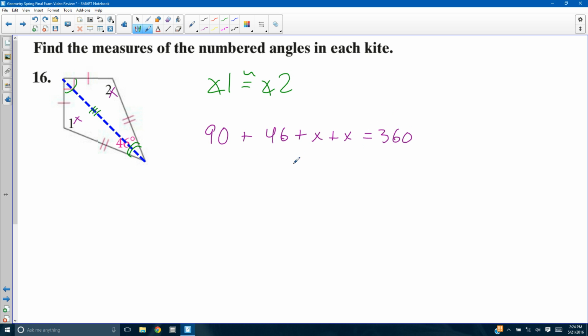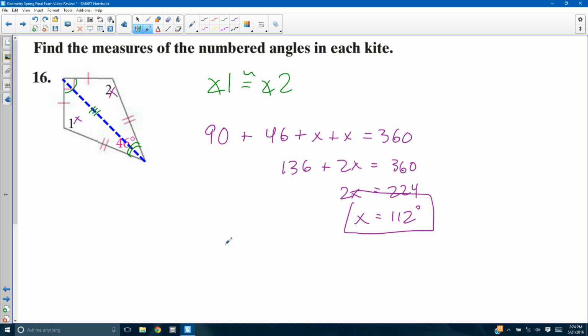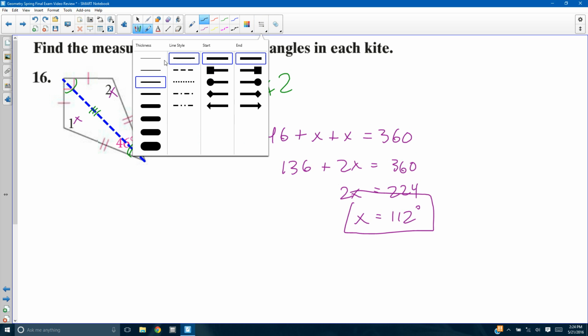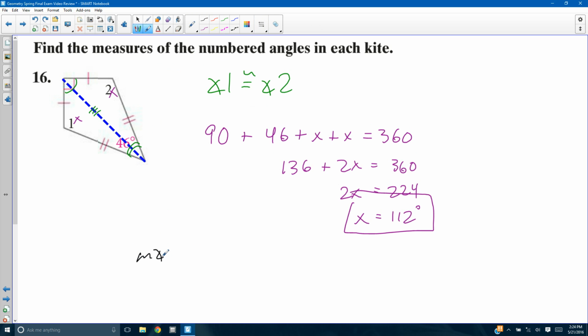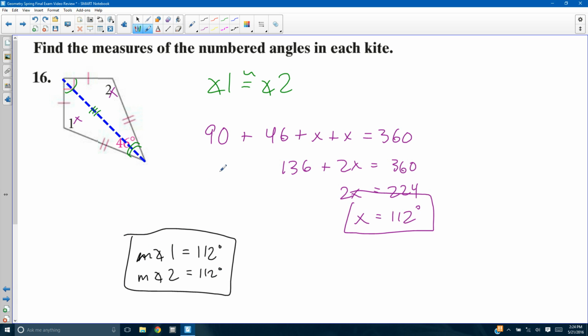Okay? And that's where we solve for the rest of it. 136 plus 2x equals 360. Subtract 136, 2x equals 224. And x equals 112 degrees. So the measure of angle 1 is 112 degrees. The measure of angle 2 is 112 degrees. They are both congruent, and that's a valid way of solving for them. Can't really think of many other ways, actually, beyond that.